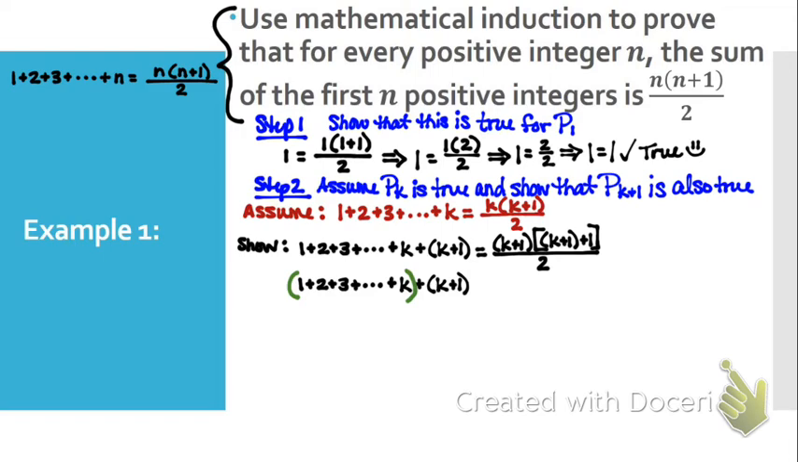We made an assumption about all of this, didn't we? What did we assume about all of this? That it is equal to k times k plus 1 over 2. So I'm going to engage in some substitution here. I am going to substitute in our assumption, replacing this with k times k plus 1 over 2, and I'm going to bring down the plus k plus 1.